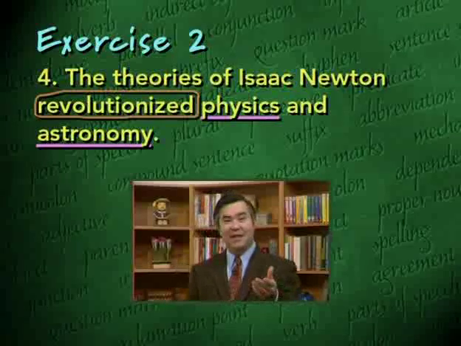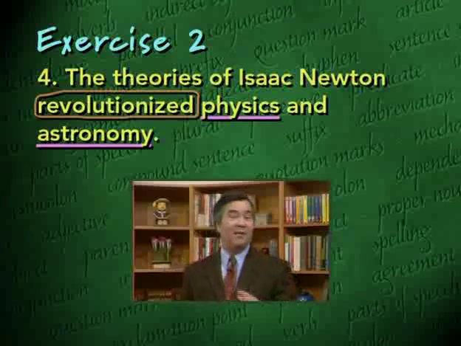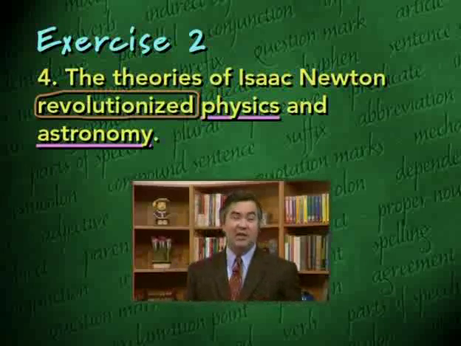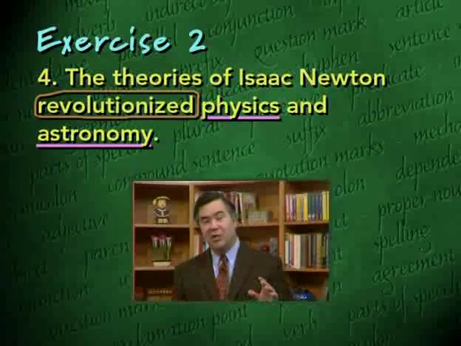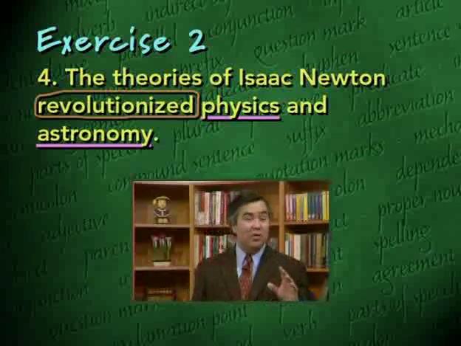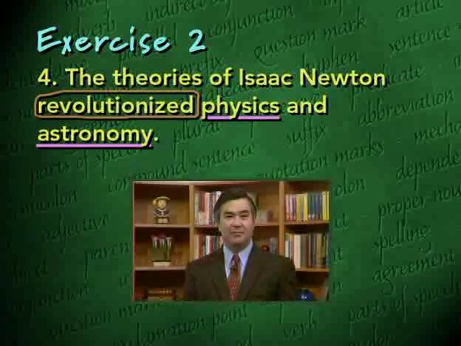So both of those words are part of the direct object of the verb revolutionize. So we have, in this sentence, a compound direct object. Remember, a direct object can include 2 or more things, joined usually by a coordinating conjunction, like and. So in this sentence, there are 2 direct objects joined by the word and, physics and astronomy.